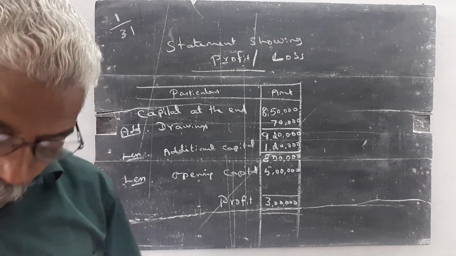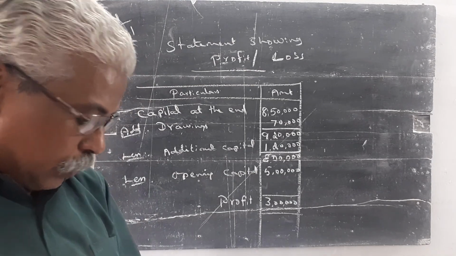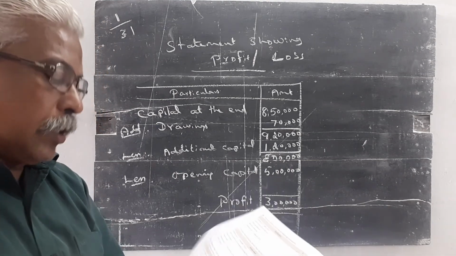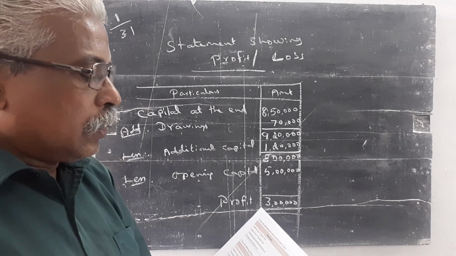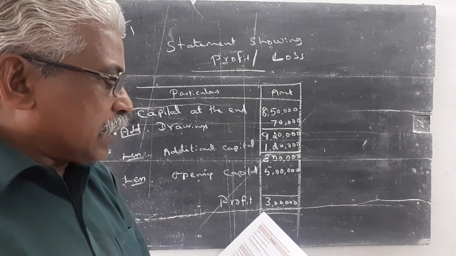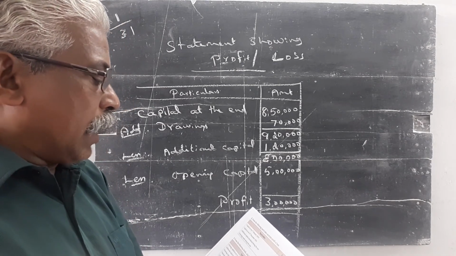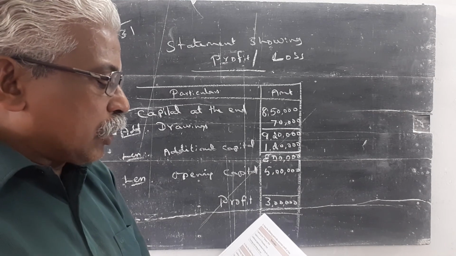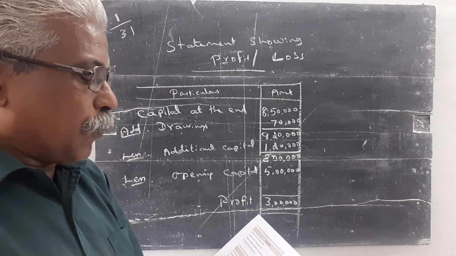Question number 2, page number 32. We have to solve all the 2-mark questions one by one. Page number 32. From the following particulars, ascertain profit or loss. Capital as on 1st January 2018, rupees 2,20,000. Capital as on 31st December 2018, 1,80,000. Additional capital introduced during the year, 40,000. Drawings made during the year, 50,000.